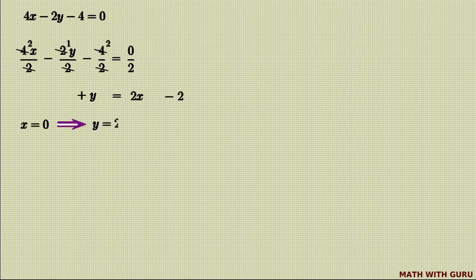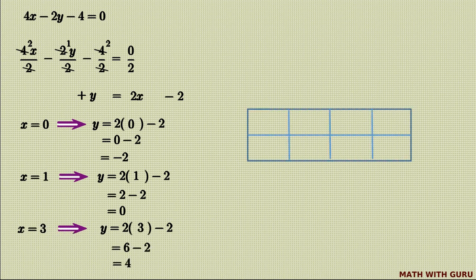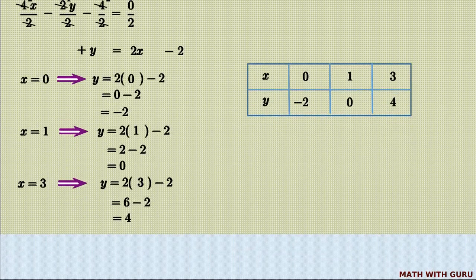x equals 0 implies y equals 2 into x minus 2. 2 into 0 minus 2. 0 minus 2 is minus 2. If x equals 1, y equals 2 into 1 minus 2. 2 minus 2, 0. x equals 3 implies y equals 2 into 3 minus 2. 6 minus 2 equals 4. Here is the table: x is 0, 1, 3 and y is minus 2, 0, 4.